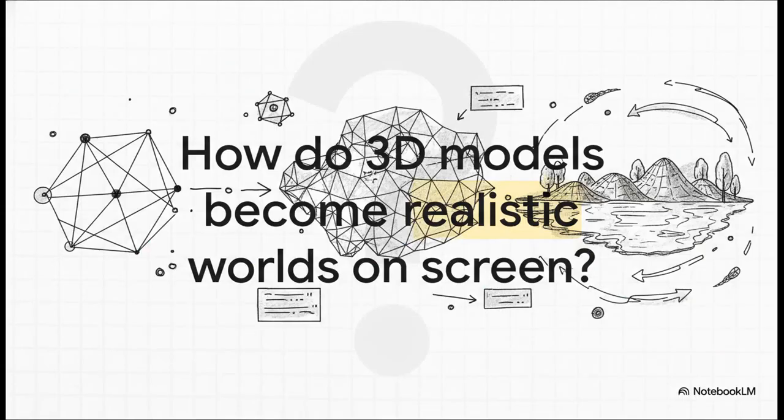screens. I mean, really think about it. We start with what's basically a digital skeleton, right? Just a bunch of points and lines in 3D space. So how on earth does that become this vibrant, living, breathing world? How do you get from a simple blueprint to a visual masterpiece?